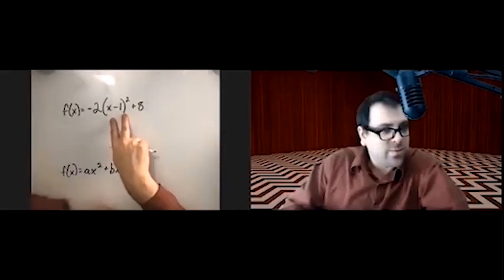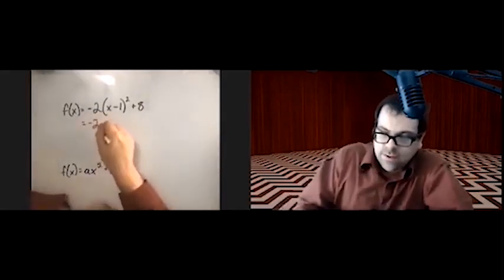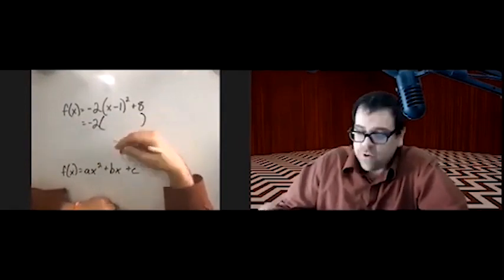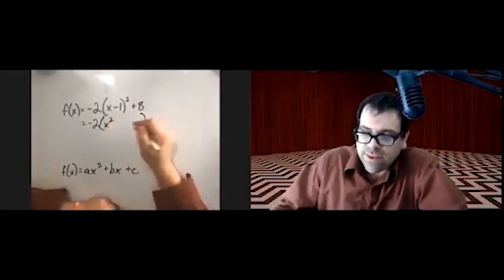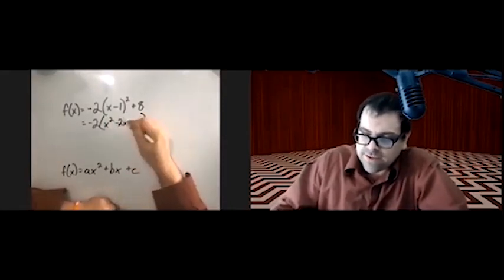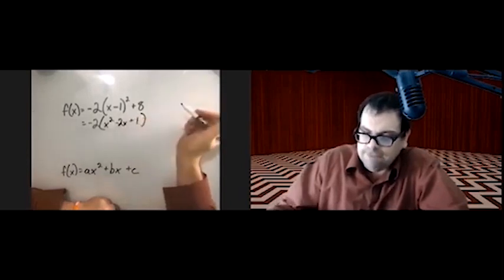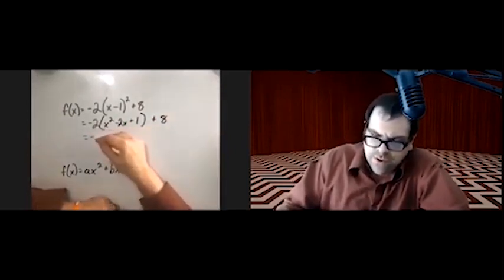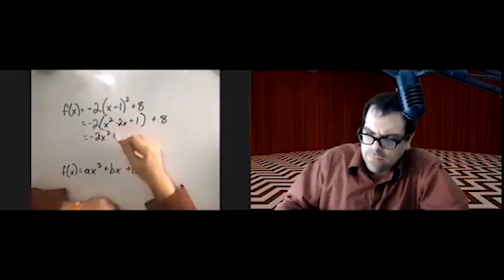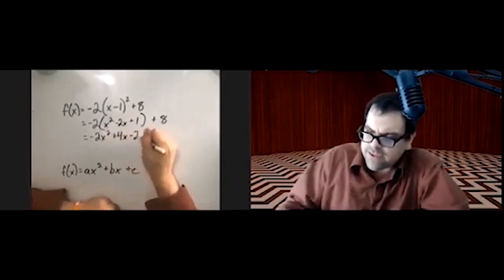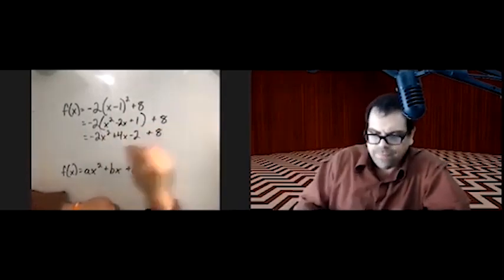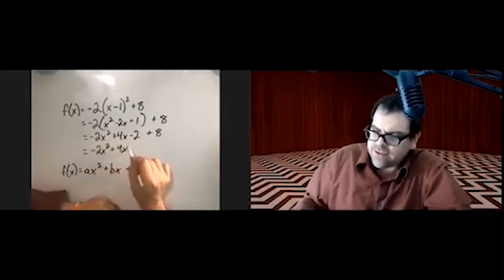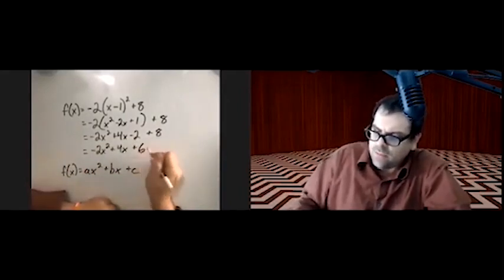But how do we expand? First, we square this. X minus 1 squared means x minus 1 times itself. You can FOIL, or you can use the special formula. Either way, you're going to end up with x squared minus 2x plus 1. Then we have our plus 8. Distribute. Negative 2x squared plus 4x minus 2 plus 8. And we have negative 2x squared plus 4x, negative 2 plus 8 gives us positive 6.